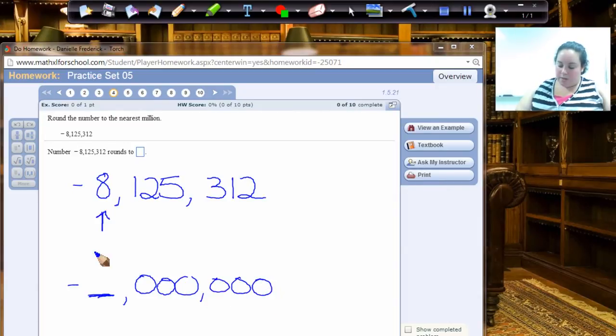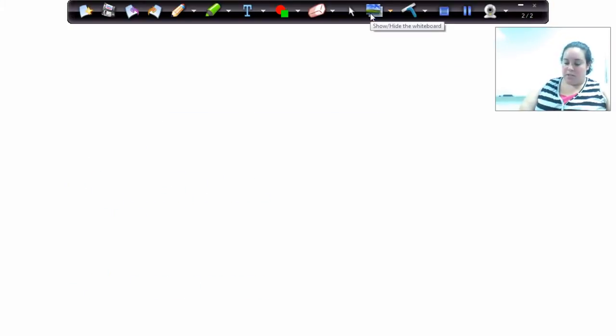Okay, so now to decide whether we keep the 8 or we round it up to a 9, we look at the place right after it. If it's a 5 or bigger, then we'll change it. In this case, it's a 1, so we keep it as an 8. So negative 8 million. Okay, let me make up a couple more examples.